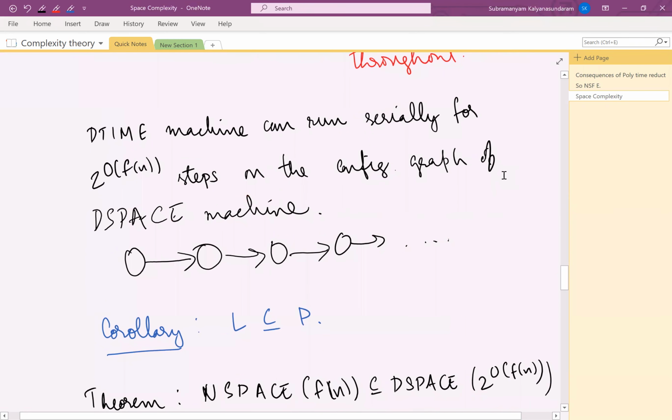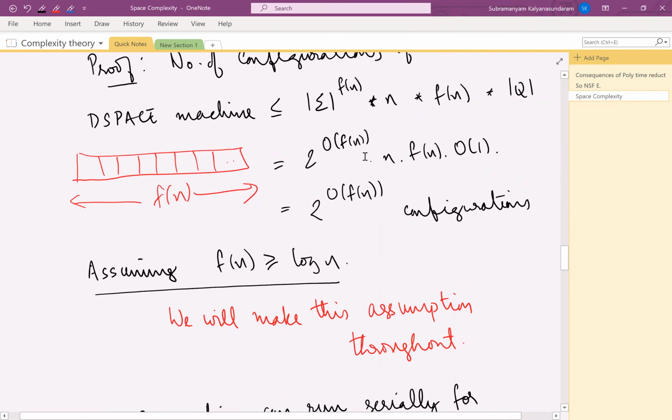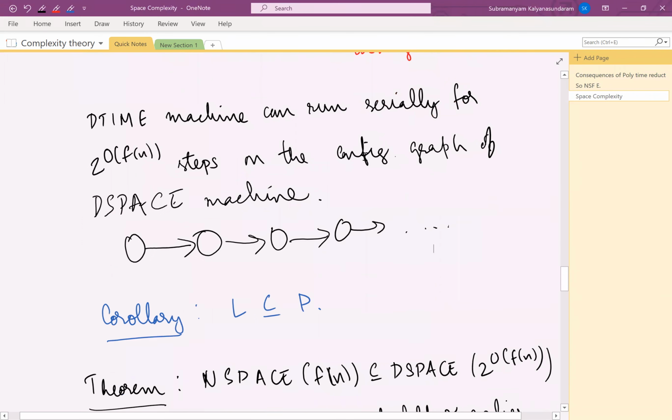So setting f(n) equal to log n, we get that DSPACE(log n) is L, and DTIME(2^O(f(n))) is DTIME(2^O(log n)). 2^O(log n) is n^constant, which is polynomial. So this is DTIME of polynomial, which is just the class P. So when we set f(n) equal to log n here, you get L is contained in P. So the class log space is contained in polynomial time.